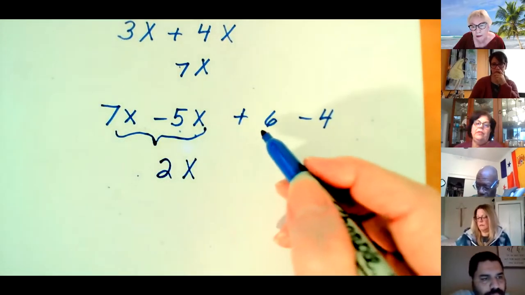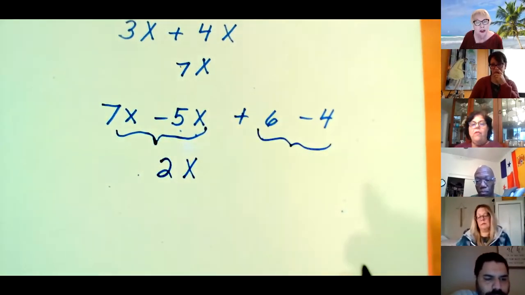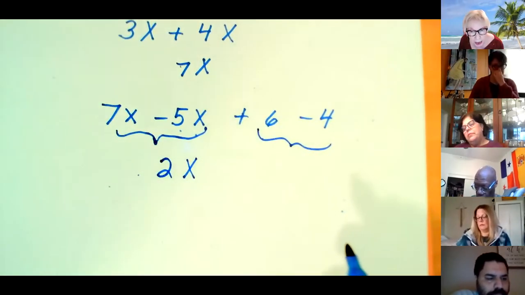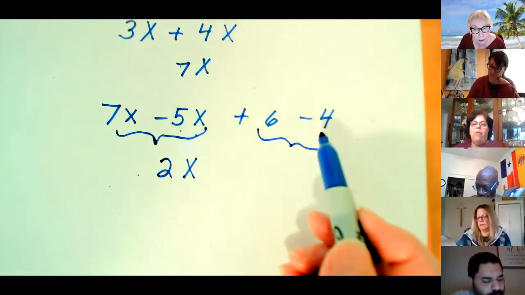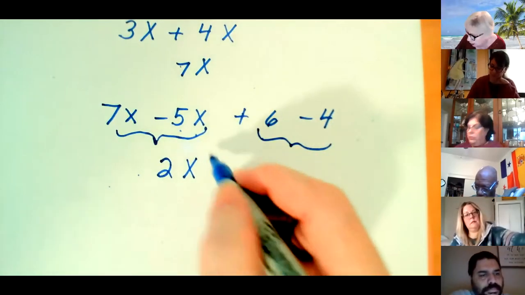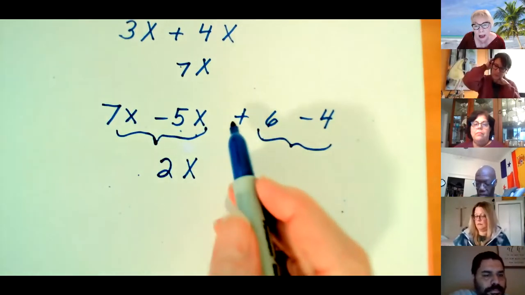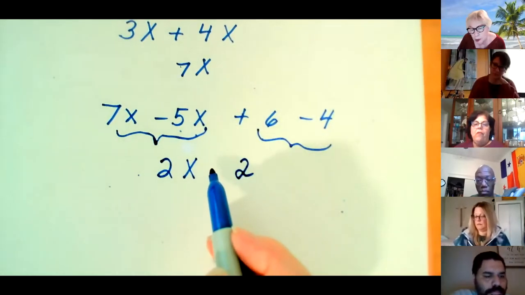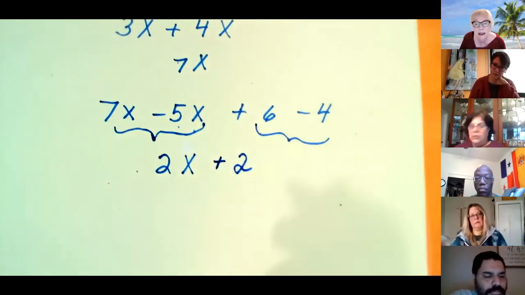Now, I've got these two, which are also like terms. They're both just plain numbers. So I have a plus 6 and a subtract 4. And 6 subtract 4 is 2. Now, I could write the 2 down, but that would be a mistake. I need to put a sign between these. And this is a plus 2, and so I need the sign.